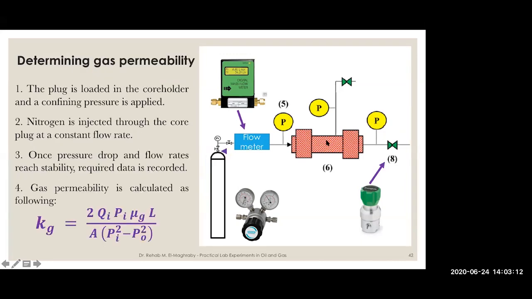So, quickly: you load the core sample, you apply vacuum, you inject the nitrogen inside the core, and you can adjust the pressure difference here using either the back pressure regulator or the cylinder regulator here. You can change the flow rate using either this or this.